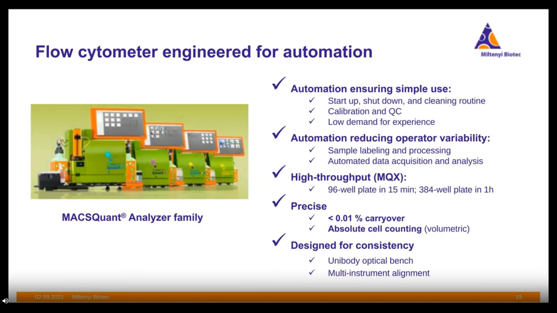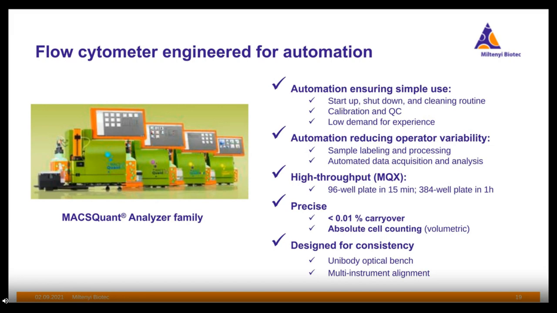Miltenyi Biotec also offers a range of flow cytometers known as the MACSQuant Analyzer family that offers ultimate automation and focuses on reducing operator-induced variability. Our flow cytometer ensures automation through its simple use, with automated startup, shutdown, and some other routine calibration and QC measurement. Also, it reduces operator variability through sample labeling and processing in an automated manner, and we also support this with automated data acquisition and analysis.